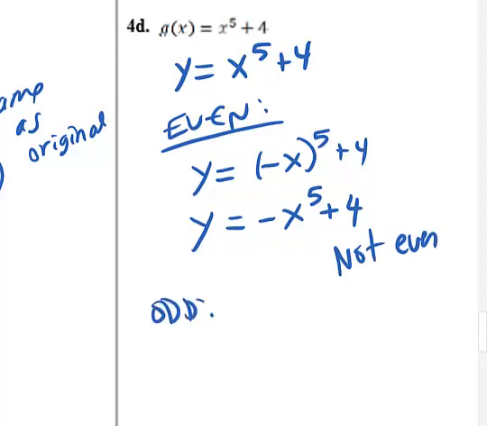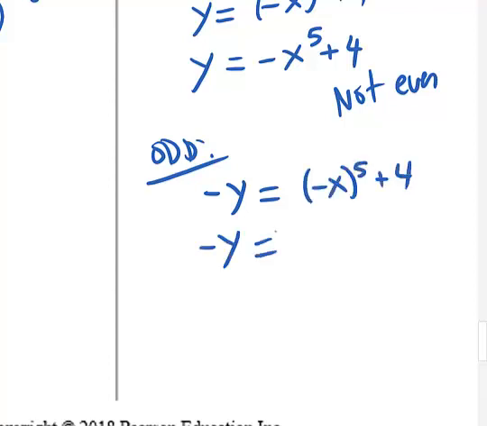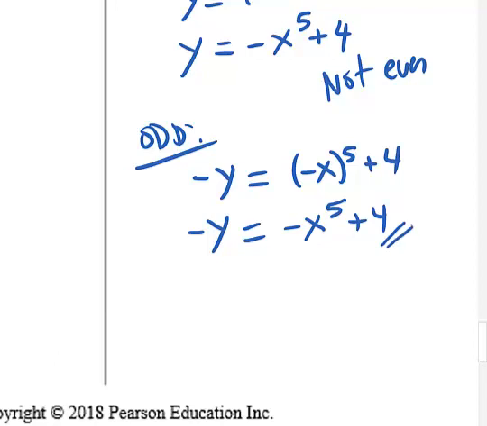What about odd? Let's try that. That's where I replace the y with -y and the x with -x. Okay, so this guy's negative. The 5th power keeps the x negative. So it's almost like everything changed signs except this 4.